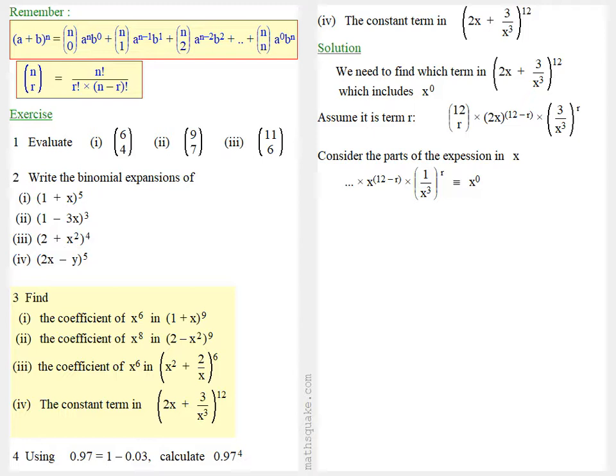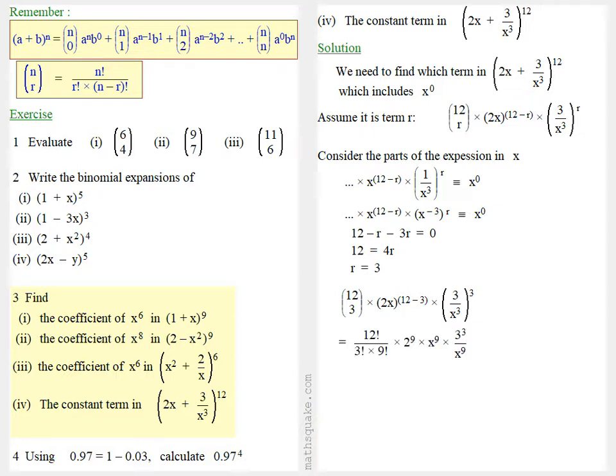We can simplify that a bit. We've got x to the 12 minus r times x to the minus 3 to the power r is equal to x to the power 0, which means 12 minus r minus 3r is equal to 0, or 12 equals 4r, which means r is equal to 3. That means the term is 12C3 times (2x) to the power 12 minus 3 times (3 over x cubed) to the power 3, which is 12 factorial over 3 factorial times 9 factorial times 2 to the 9 x to the 9 times 3 cubed over x to the 9.